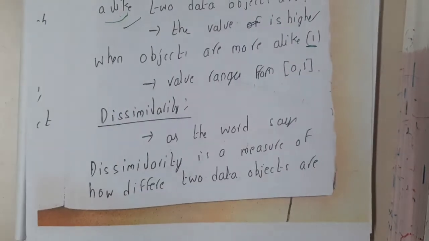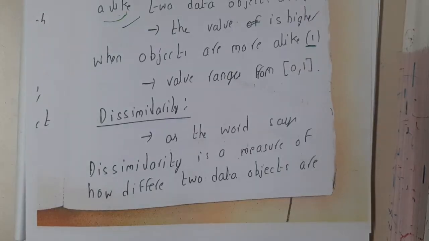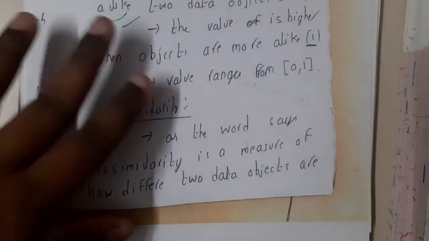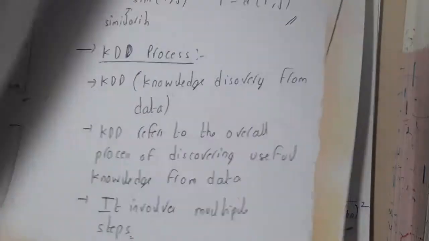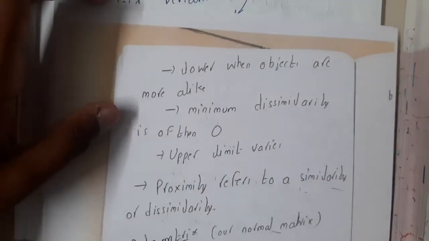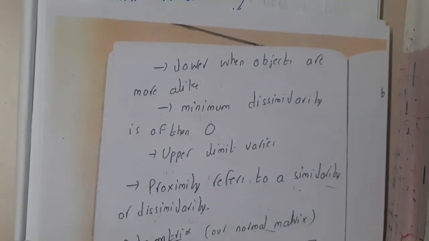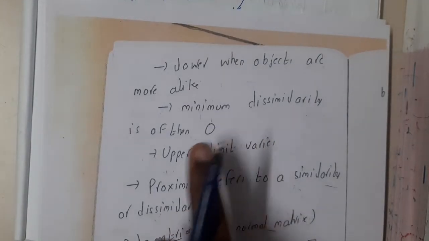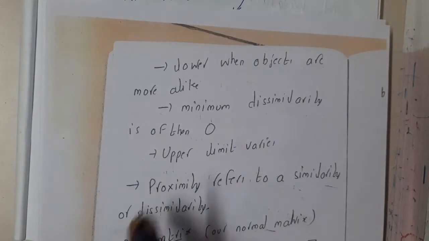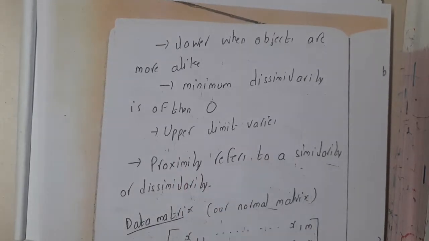So dissimilarity, as the word says, is the measure of how different two objects are. That is nothing but dissimilarity. It is lower when objects are alike. So basically similarity and dissimilarity are obviously opposite, right? The minimum dissimilarity of any two items will be 0. And there is an upper limit as well.